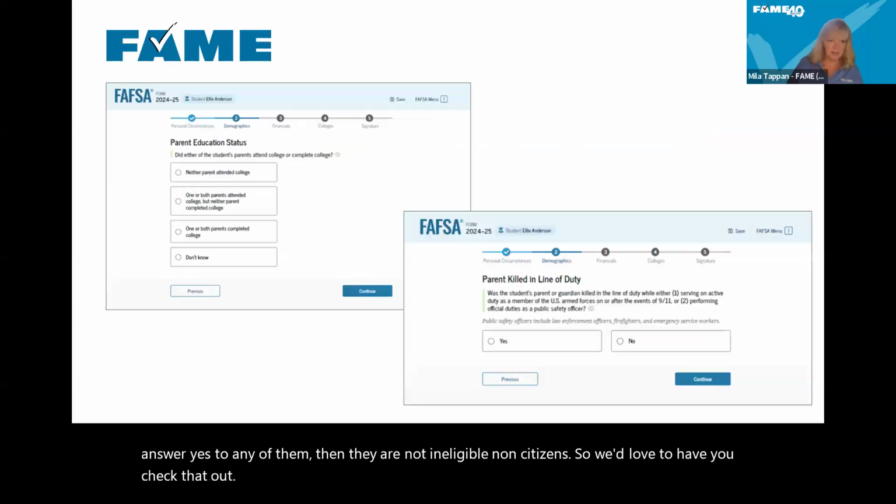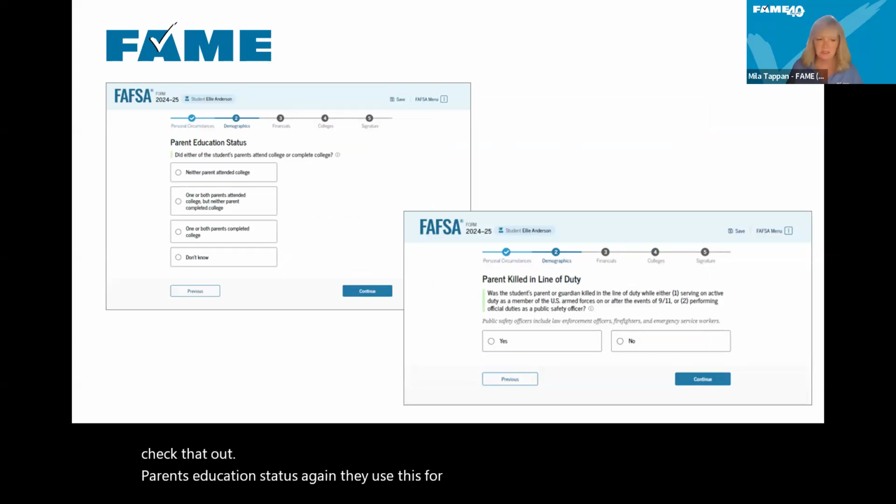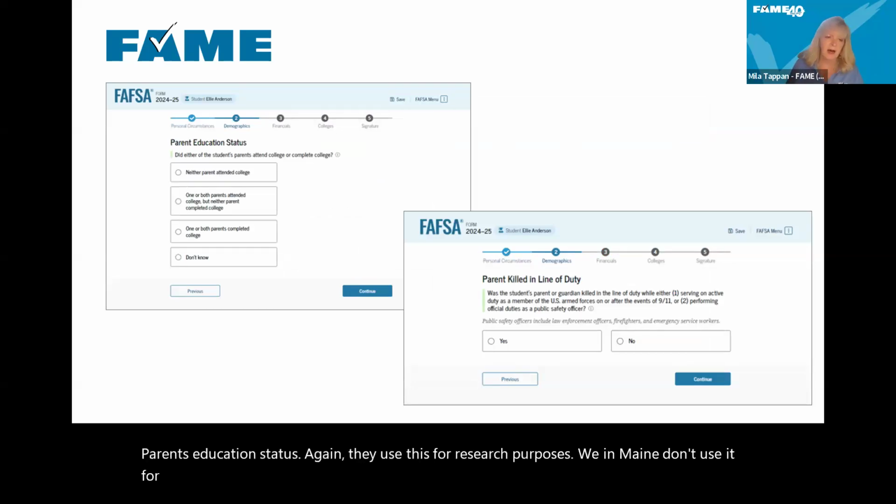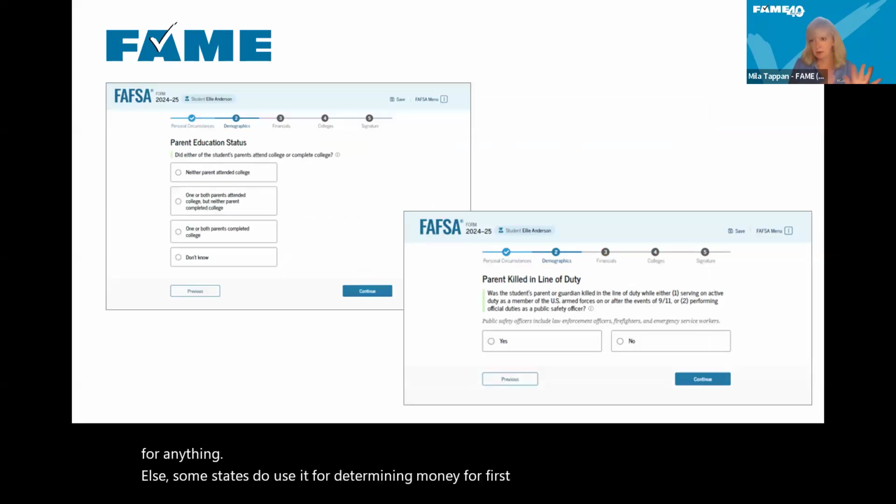Parents' education status, again, they use this for research purposes. We in Maine don't use it for anything else. Some states do use it for determining money for first-generation students, but here in Maine, we do not.